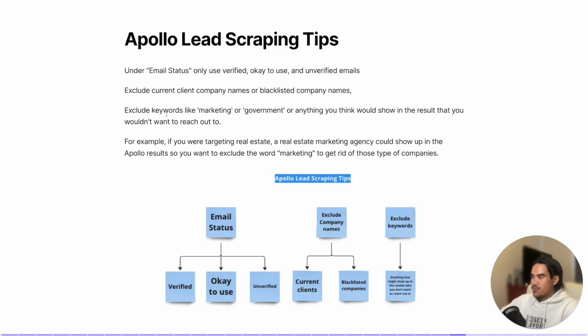You also want to exclude keywords like marketing or government or anything that would show in the results that you wouldn't want to reach out to. For example, if you're targeting real estate and you put real estate as a keyword or industry, a real estate marketing agency such as one of your competitors could show up in the Apollo results, and you'd be reaching out to an agency who you can't help just because they have real estate in their keywords, right? So you want to exclude the word marketing to get rid of those types of companies. So here's a diagram of Apollo lead scraping tips.